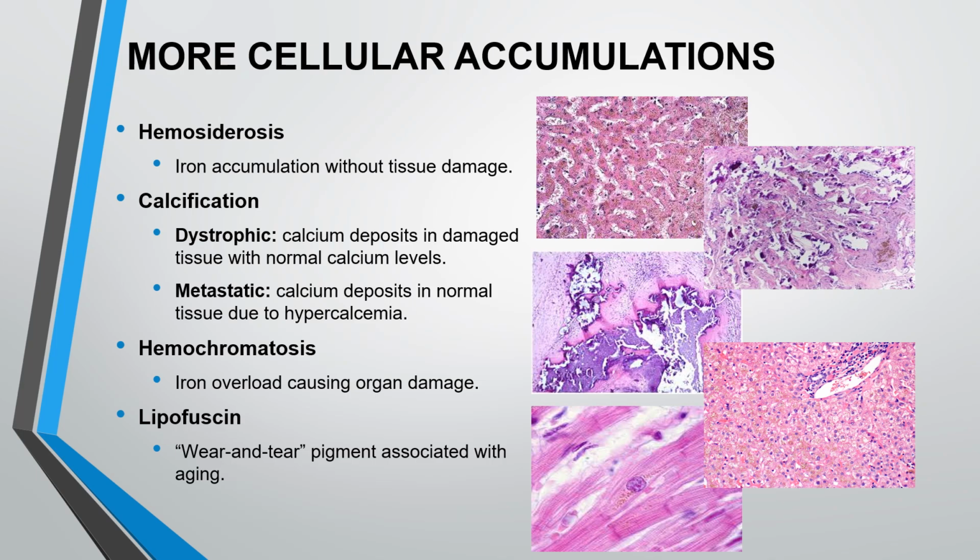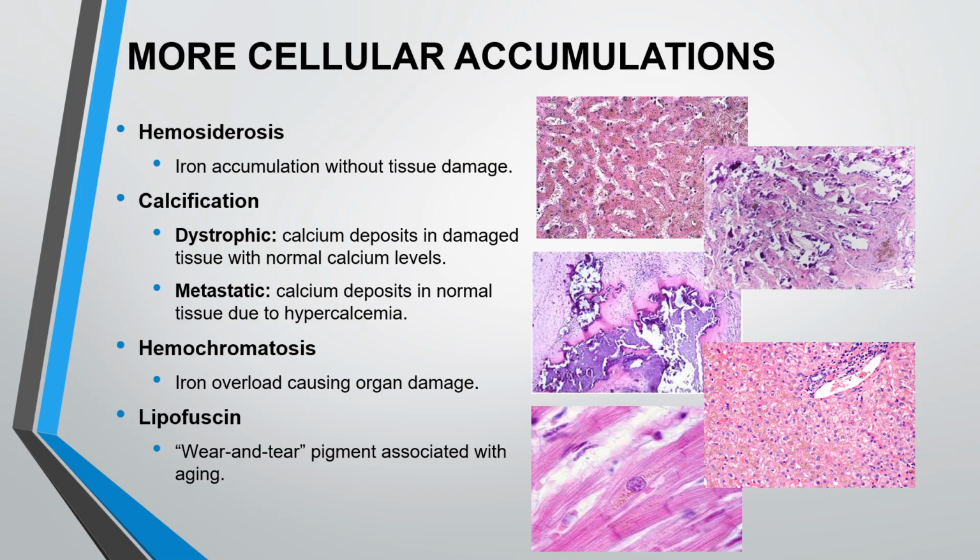We're still hanging out in the world of cellular clutter, the things cells shouldn't be hoarding but sometimes do anyway. So first up is hemosiderosis. This is iron accumulation without tissue damage. So think of it like extra storage bins in a garage. It's crowded, but nothing is broken yet. You often see this after repeated hemorrhage or transfusions.